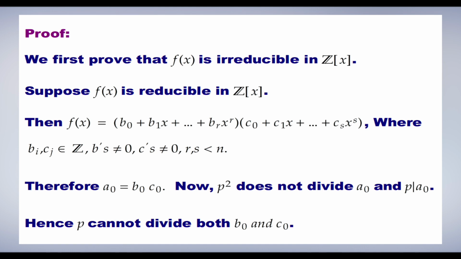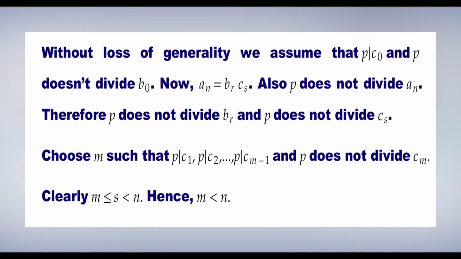Therefore, a0 is equal to b0 c0. Now, p^2 does not divide a0 and p divides a0. Hence, p cannot divide both b0 and c0. Without loss of generality, we assume that p divides c0 and p does not divide b0. Now, an is equal to br cs. Also, p does not divide an. Therefore, p does not divide br and p does not divide cs.